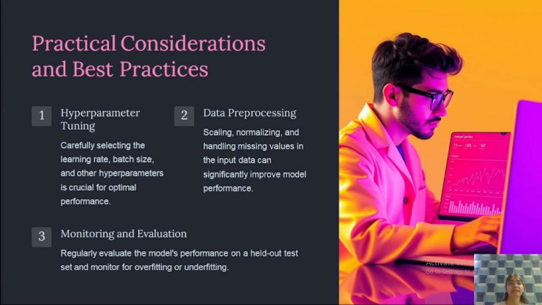Now we have practical considerations and best practices: hyperparameter tuning, data preprocessing, and monitoring and evaluation. Carefully selecting a learning rate, batch size, and other hyperparameters is crucial for optimal performance. You have to preprocess your data for scaling and normalizing, and handling missing values in input data, and regularly evaluate the model performance on a held-out set and monitor for overfitting and underfitting.